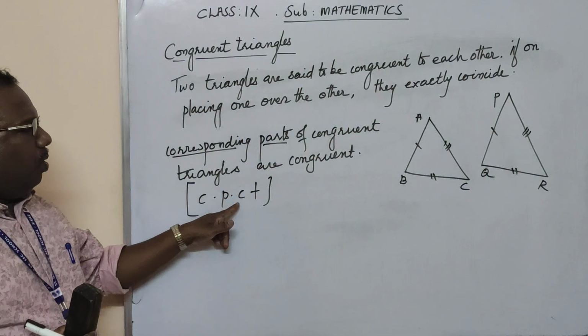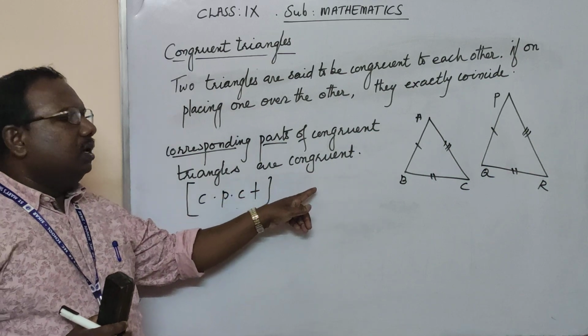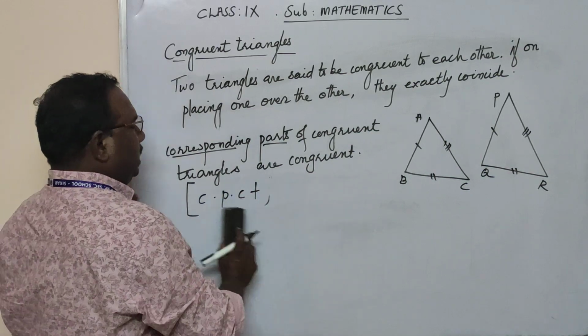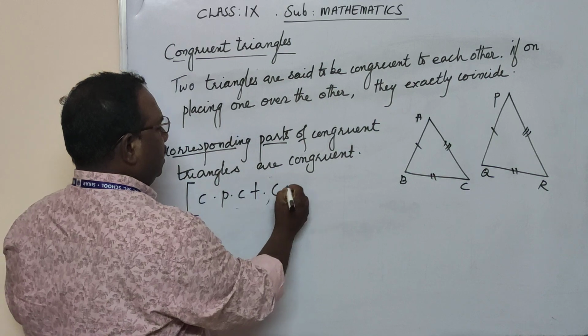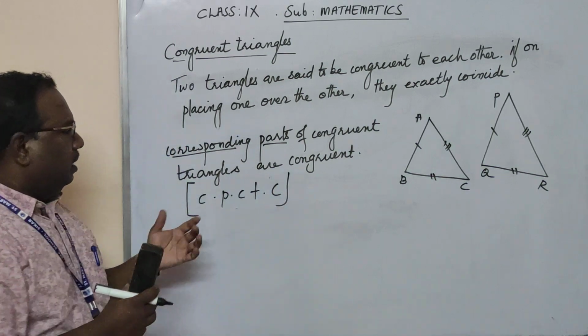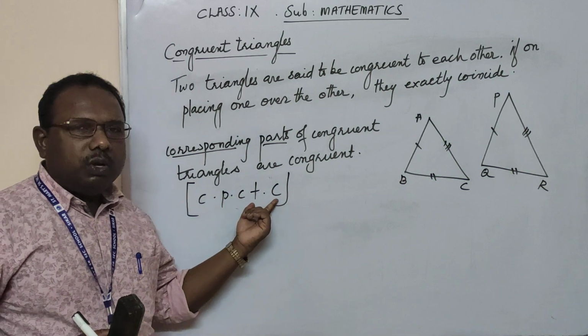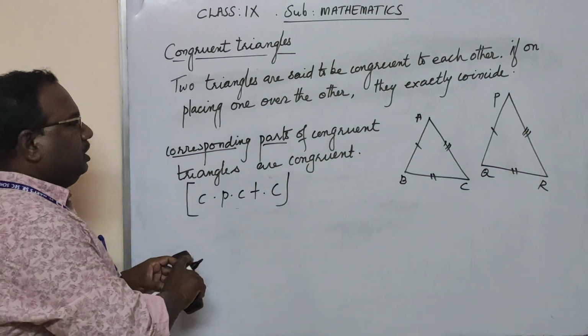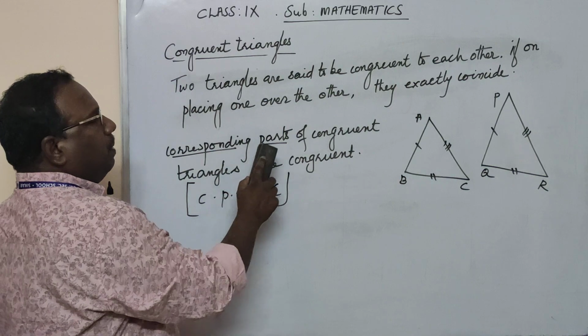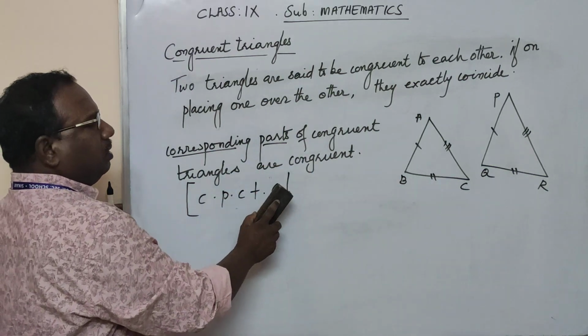Corresponding parts of congruent triangles are also congruent. CPCTC. If you want, you can say like this. Corresponding parts of congruent triangles are also congruent. This is a short form of corresponding parts of congruent triangles are congruent.